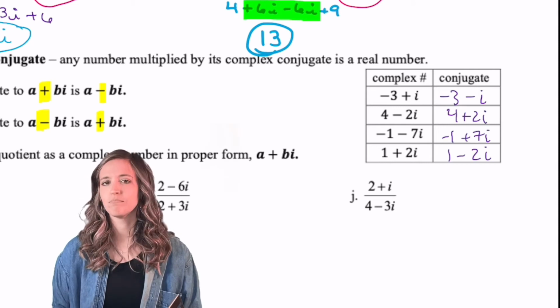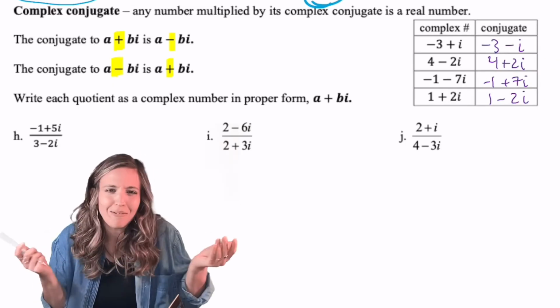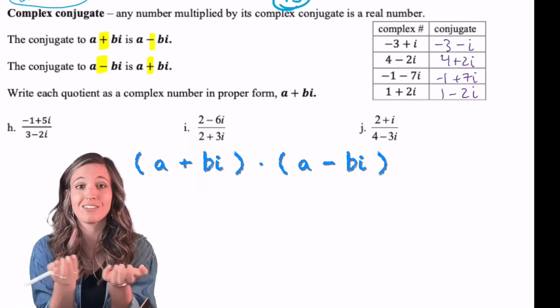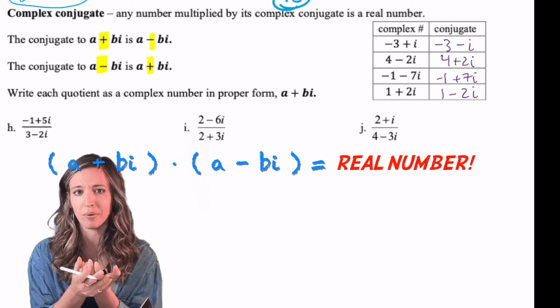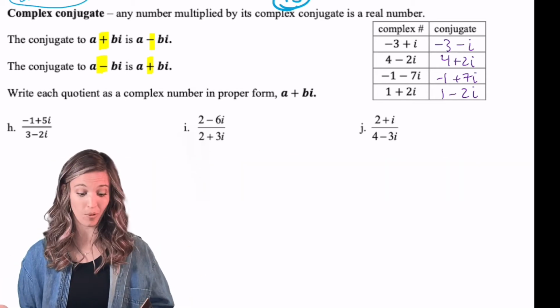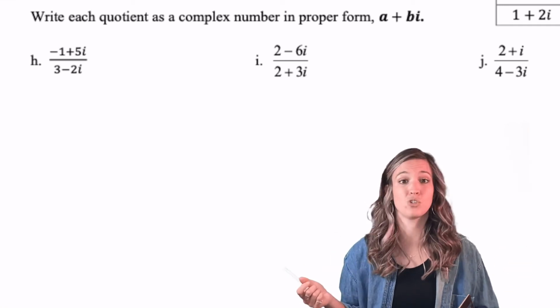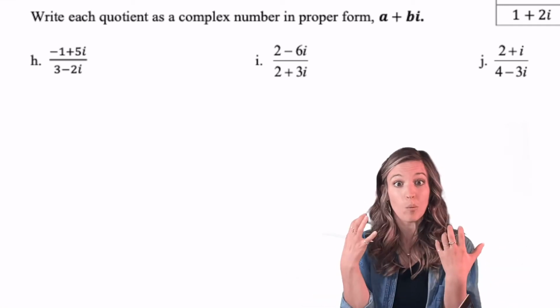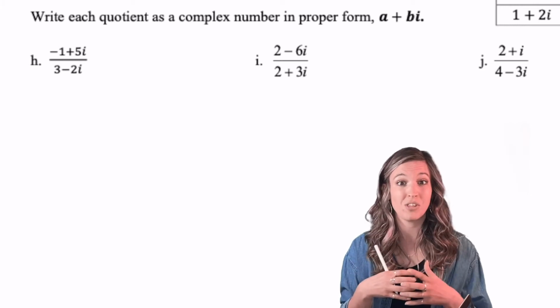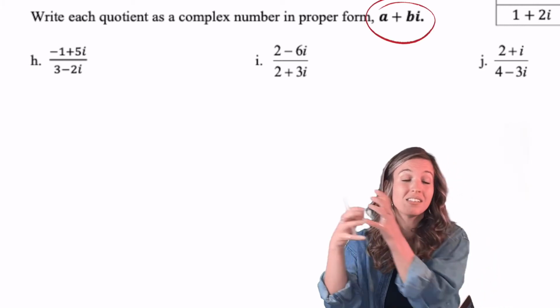Check those conjugates. Now, why would we need this? Why would I care that a complex number multiplied by its complex conjugate is a real number? Well, check this next example. If I have a quotient, -1 plus 5i divided by 3 minus 2i, I want to write that as a complex number in proper form. So that means I need a real part plus its imaginary part.